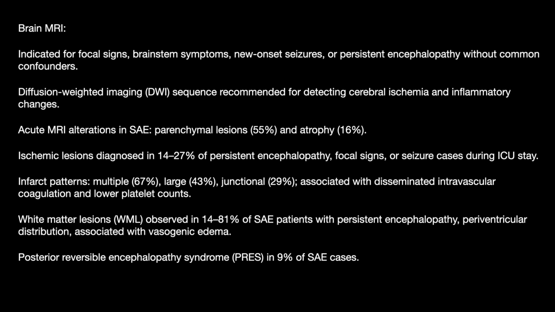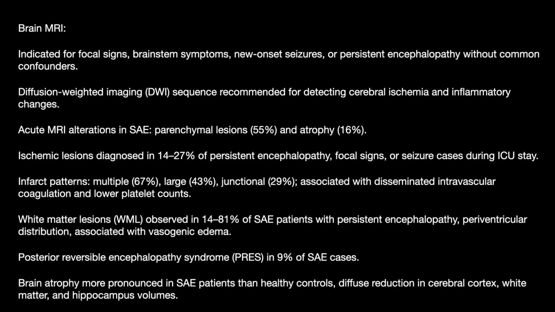Posterior reversible encephalopathy syndrome, that is PRES, is seen in 9% of the cases. Brain atrophy is more pronounced in SAE than healthy controls. Diffusion reduction in cerebral cortex, and white matter and hippocampus volumes.